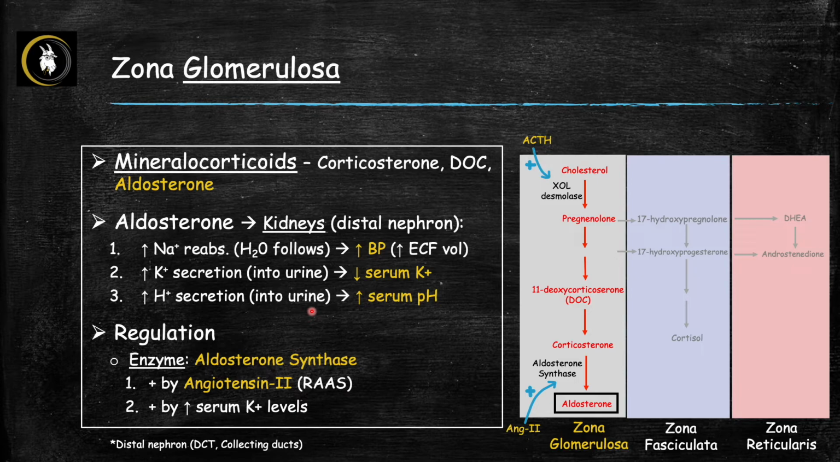So there are 3 actions of aldosterone, which is increasing blood pressure, decreasing serum potassium, and increasing serum pH. This is all very, very important, high yield to know. The final point that's super important about this zone is the regulation.